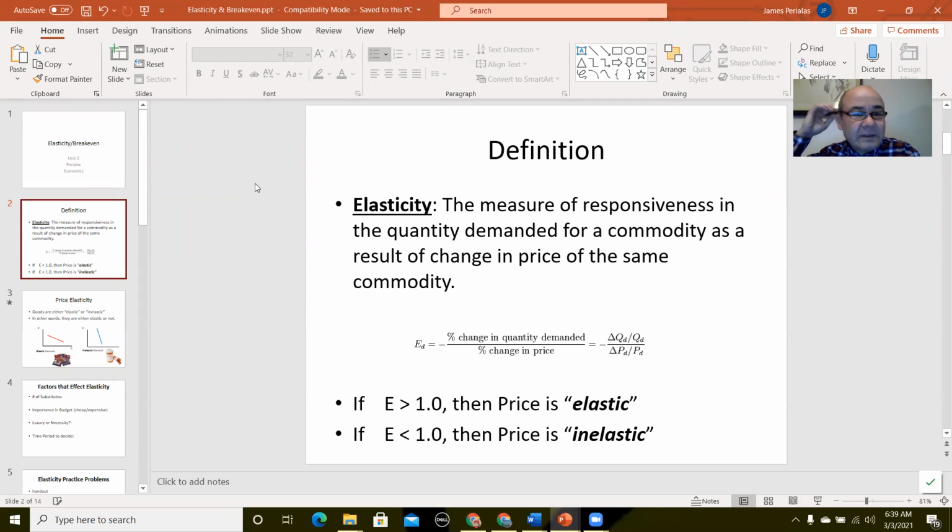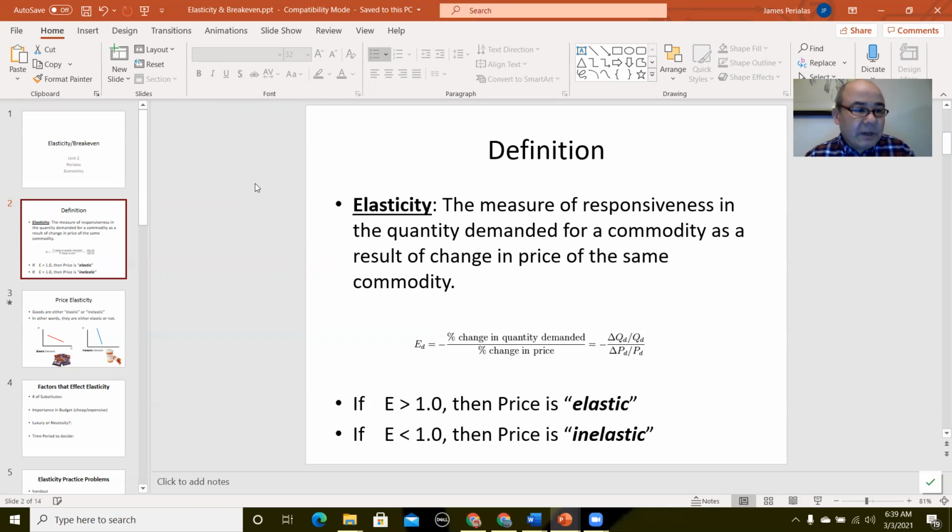So what is elasticity? Elasticity is the measure of responsiveness in the quantity demanded for a commodity as a result of a change in price of the same commodity. Wow, what does that mean? Simply put, if you change the price of a product from one time period to another, so let's say I'm charging $1 for a candy bar today, and I decide next week to change the price of that candy bar to $1.50, so I'm raising the price by 50%.